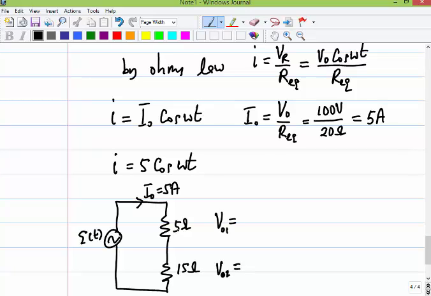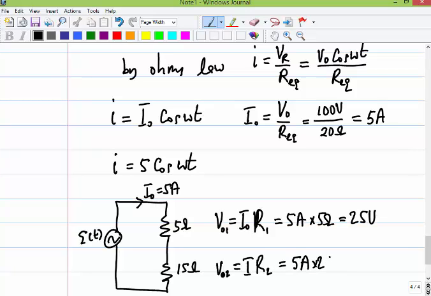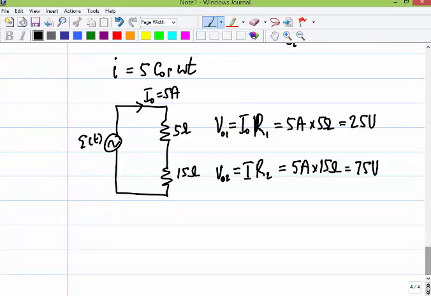What is the peak voltage across a 5 ohm resistor? Just from Ohm's law. No, that's the resistance. What is the peak voltage? Yes, 25. It's just the peak current times the resistance, so 5 amperes times 5 ohms, which is 25 volts. That's the peak voltage across the first resistor. What is the peak voltage across the second one? Yes, 5 amperes times 15 ohms, so 75 volts. These are the peak voltages across each of those resistors. That's part A.